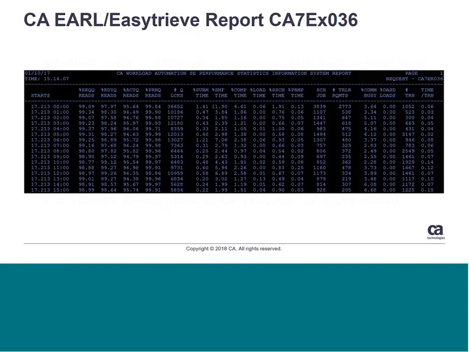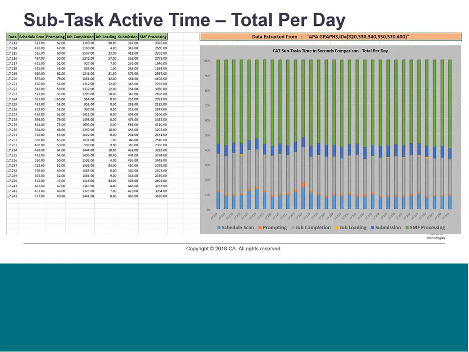Initially, here's our performance report 36, in this case EARL version ER036. As you can see, it gives you lots of information, but it's not necessarily easy to understand in that format. So what we try and do is produce it in a format that is much more easy to understand. This is taken from the APA graphs.